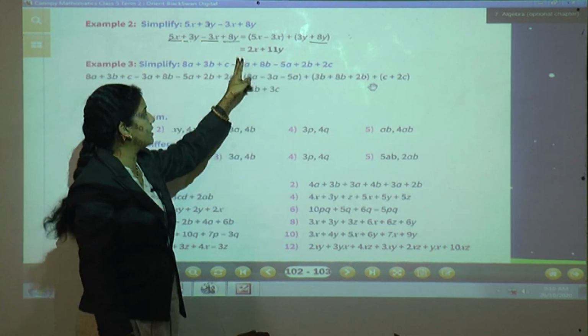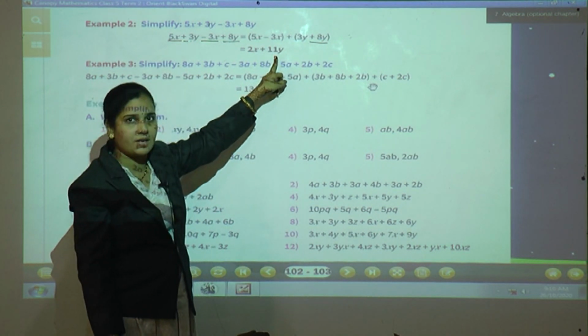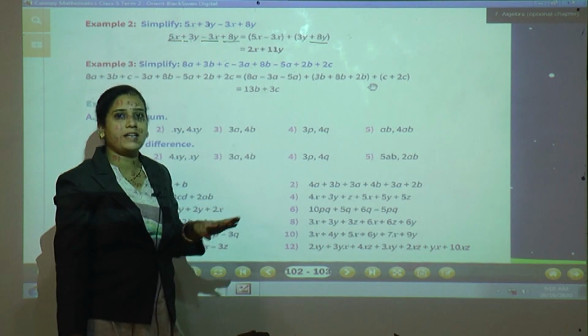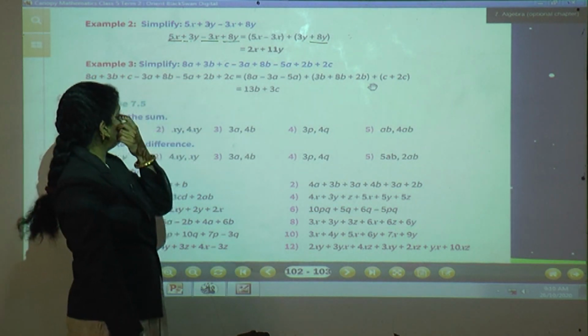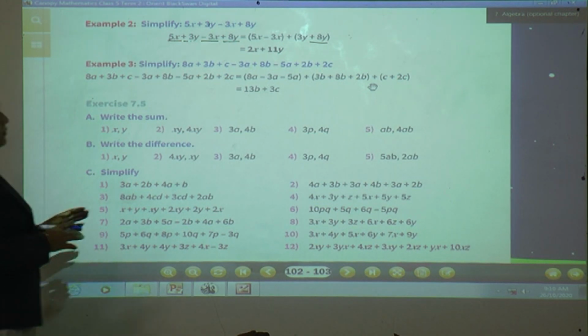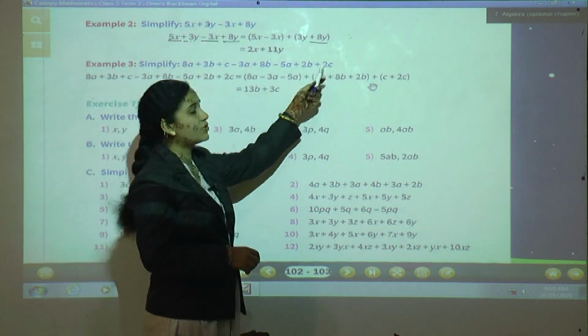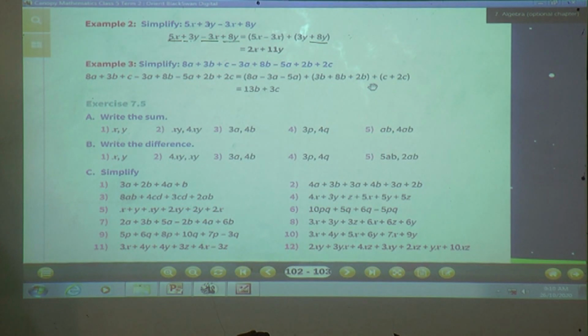Now students, can I add these two terms? No, because they are unlike terms. Good. Now see example number 3. Simplify 8a plus 3b plus c minus 3a plus 8b, again minus 5a plus 2b plus 2c. Now students, this is a very long expression.